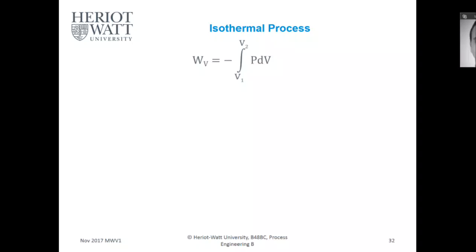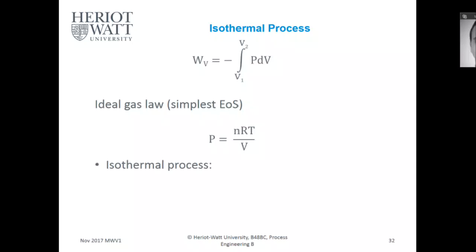So I'm going to go through the derivation. Your volume work equals minus the integral of PdV, right? If you have the ideal gas law, the simplest equation of state, P equals nRT over V. It's an isothermal process, temperature is constant, so because your temperature is constant, you don't need to consider its integral. So it's minus nRT times the integral of dV over V.